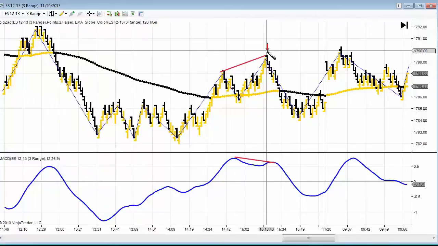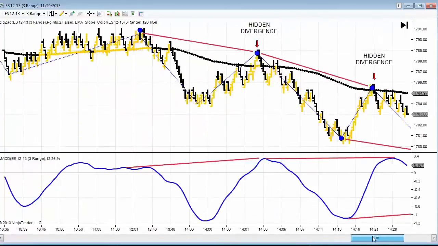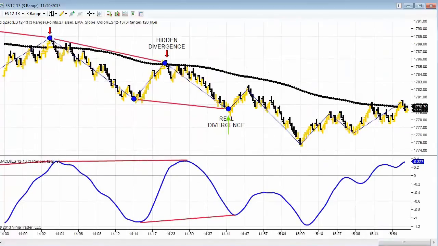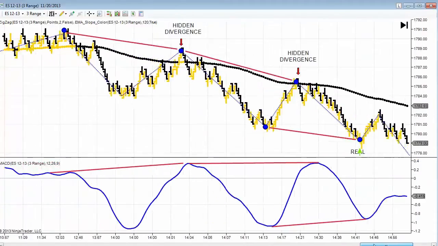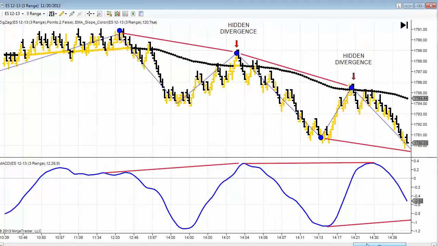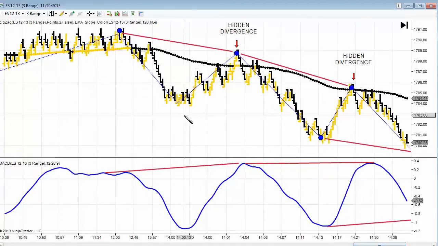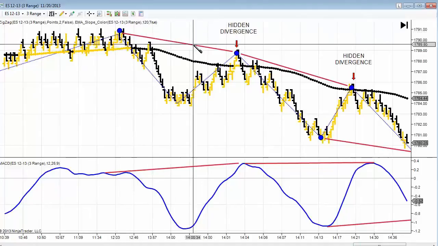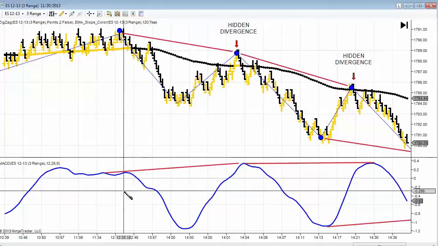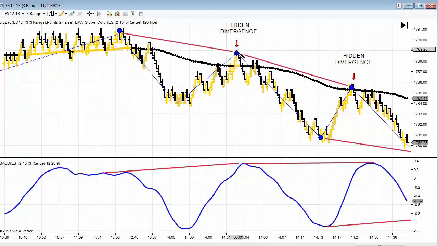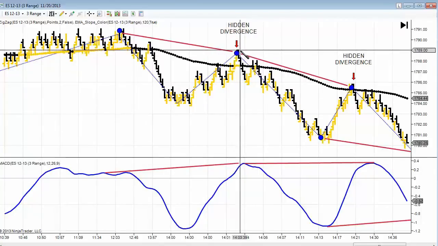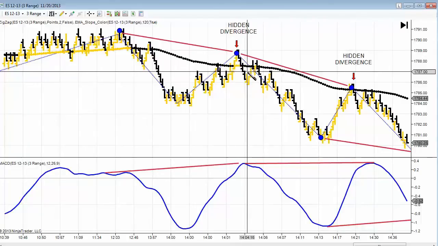Let's take a look at hidden divergence because it's a little more complicated, but when you master it, remember, we're big fans of trend trading. You'll see that this is an even more powerful example of divergence. As the market trends lower and puts in a lower high, if we see a higher MACD value at that high, that's hidden divergence, and we're expecting a trend continuation move.